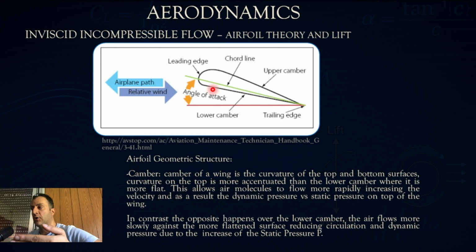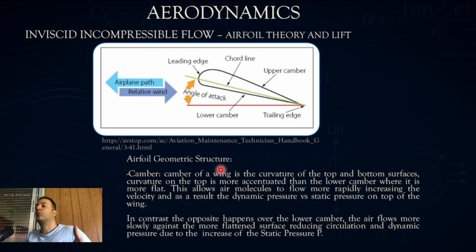The air flows more slowly because there's no curvature, and since it's more flattened, you have a higher static pressure. So it reduces the circulation of the air, but you have more push, more static pressure than dynamic pressure. So the dynamic pressure slows down on the lower end of the wing, on the lower camber. In other words, the static pressure at the lower camber of the wing is greater than that at the upper camber. Why? Because the air is moving slowly at the lower camber. This is what creates lift. It starts pushing the wing from the bottom all the way up. This is what creates lift.